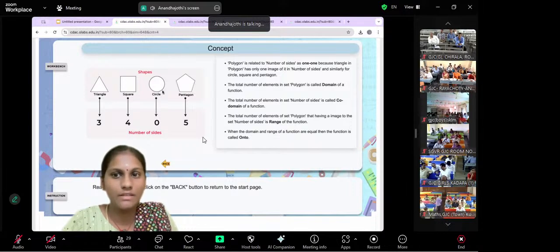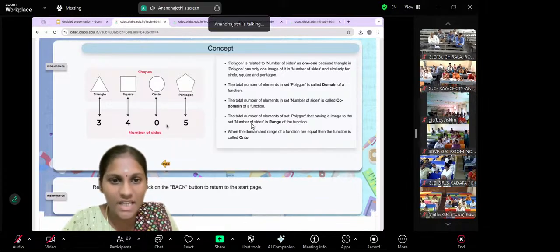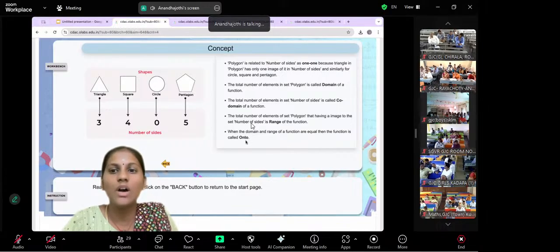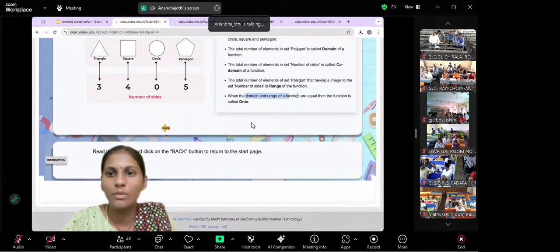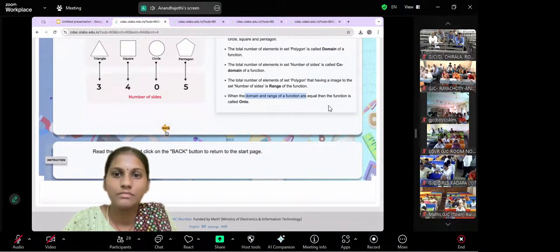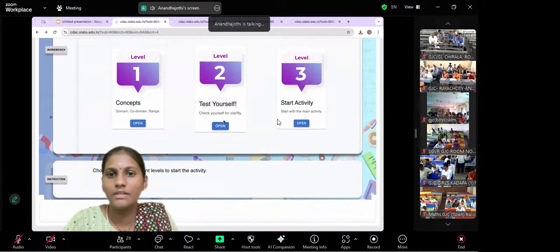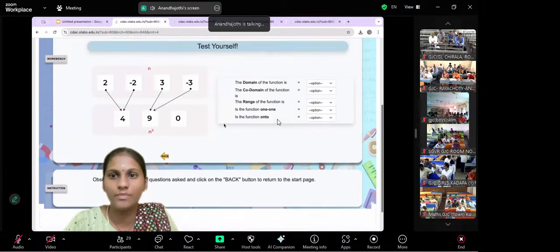The shapes set, the set of polygons, is taken as the domain, and the number of sides is taken as the codomain. How many are marked are taken as the range, right? Here everyone is marked and it is 1 to 1, and here the codomain and range are equal, so we can call it an onto function, right? When the codomain and range of a function are equal, then it is an onto function. Okay. So next, test yourself.